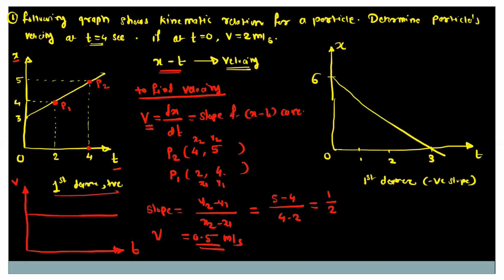So the question is, we have to find out the velocity at t is equal to 4 seconds. Don't get confused with this x1, x2. We are considering this as the y-axis and this is the x-axis. For the x-axis, x1 represents the x coordinate for point 1 and x2 represents the x coordinate for point 2. Now similarly, try to find out the velocity for the second graph.